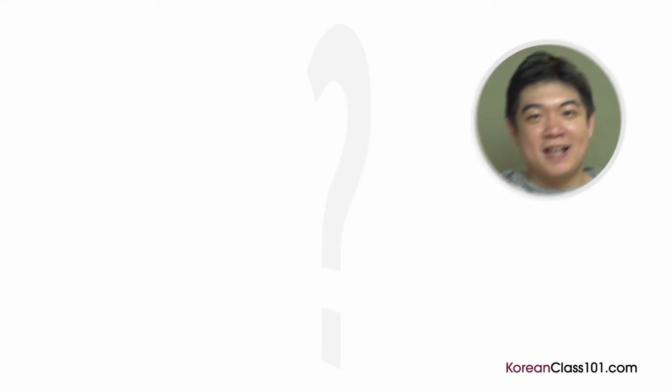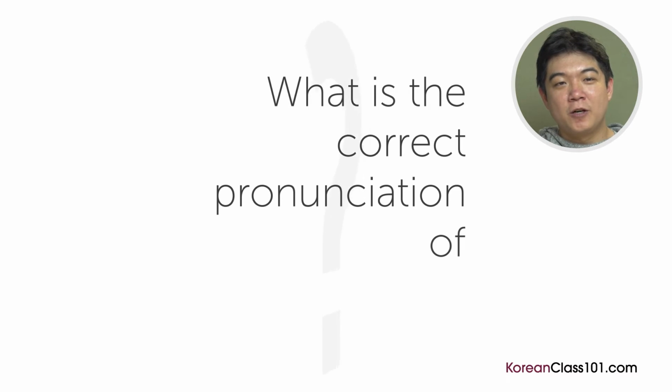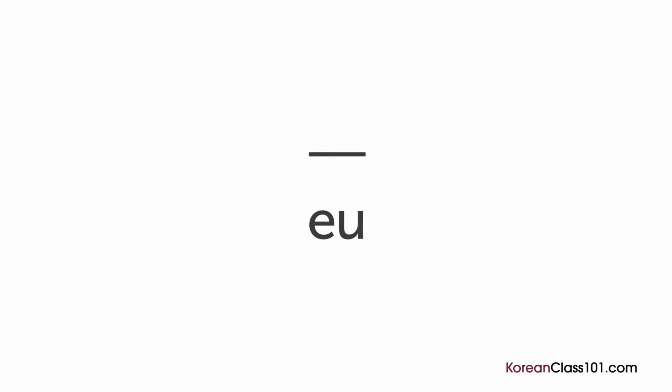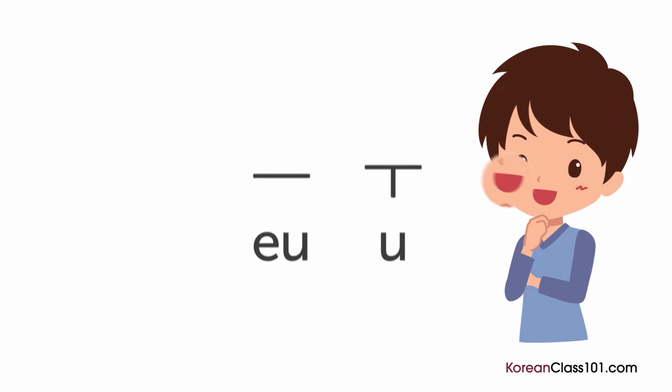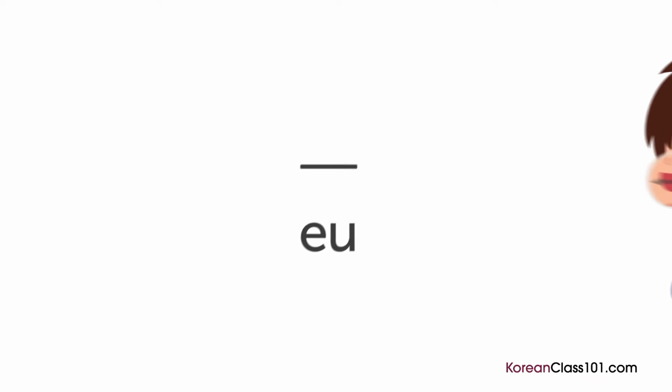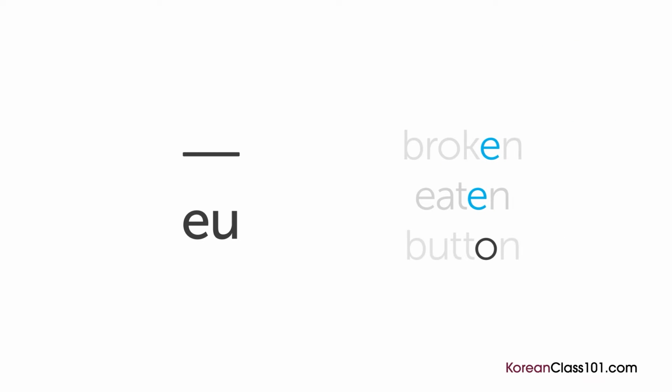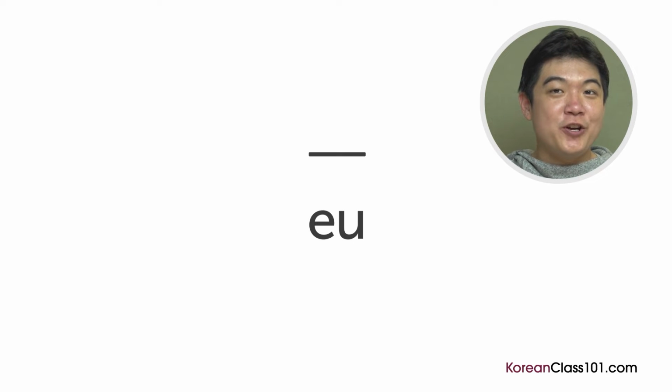The question for this lesson is, what is the correct pronunciation of 으? There's no English equivalent for this sound, so it may be a little difficult to pronounce. The vowel 으 has the same tongue position as the Korean vowel U, but the shape of your mouth is wider. You may find it easier to compare it to the E sound in the words broken and eaten, or the O sound in the word button. One insider tip is to pull your lips wide to the sides and expose your bottom teeth as you say 으. It may seem silly at first, but you'll get the hang of it.